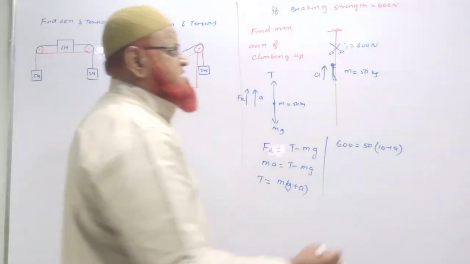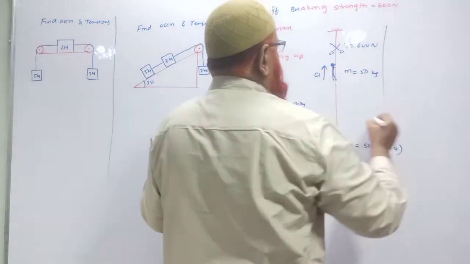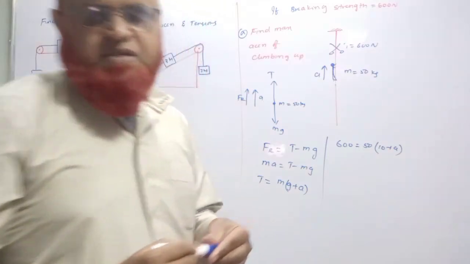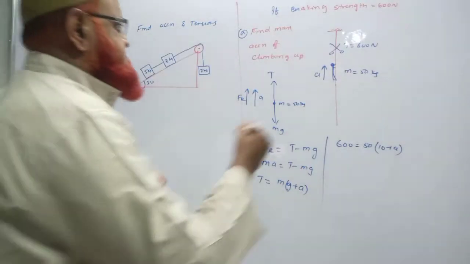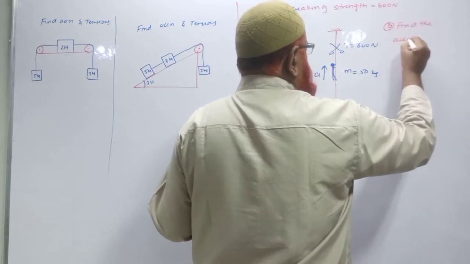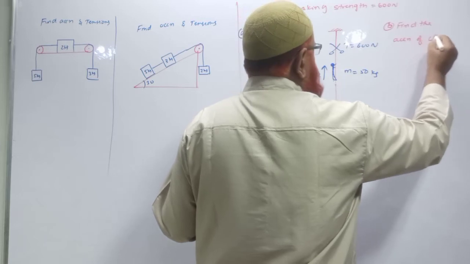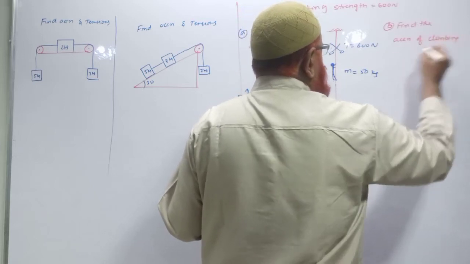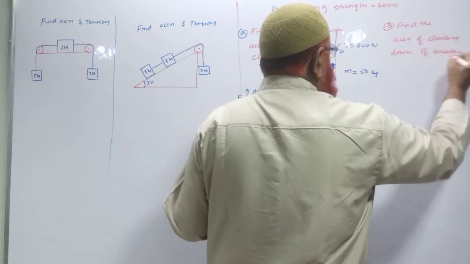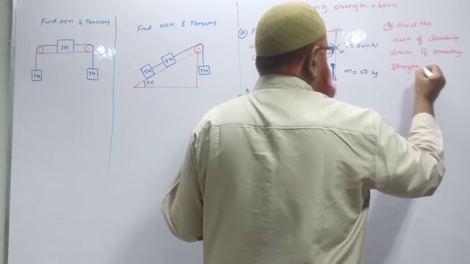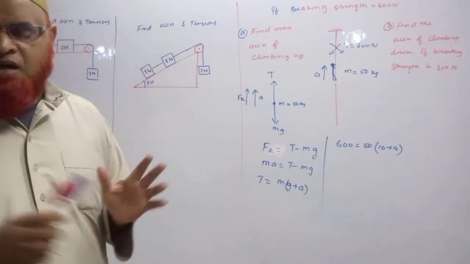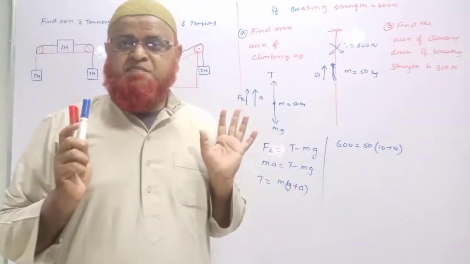This type of question can be asked in another way also. Here, for example, this is the part A question. Then what will be part B? He may ask like this also: find the acceleration of climbing down if breaking strength is 300 newtons. Okay, understood? 300 newtons. What is the meaning of this?